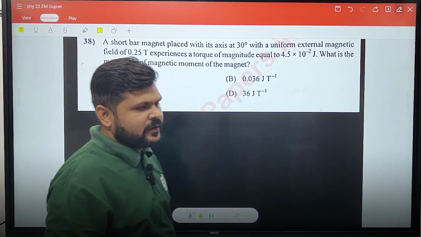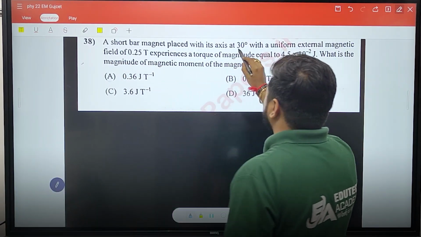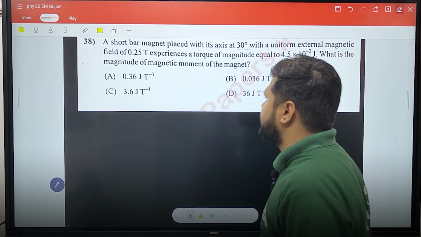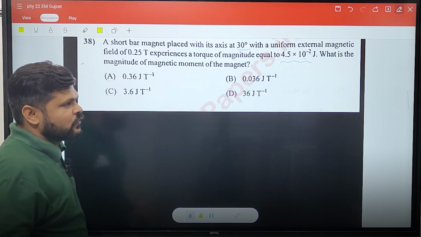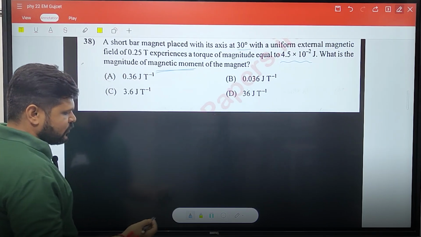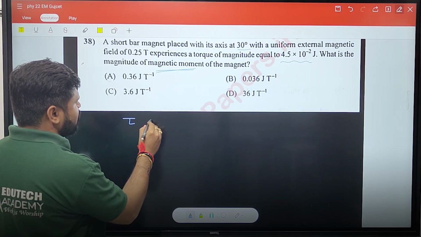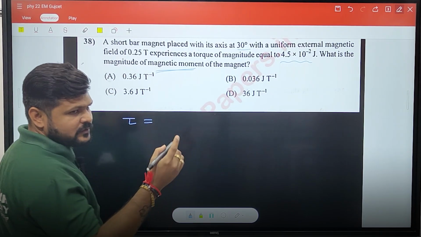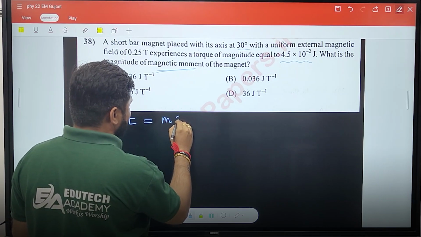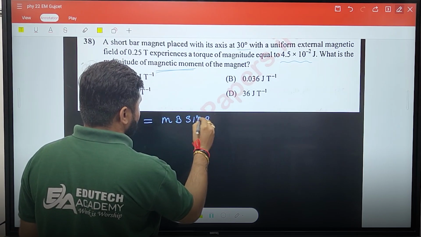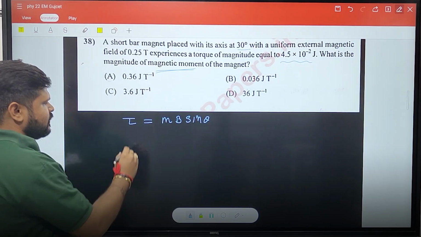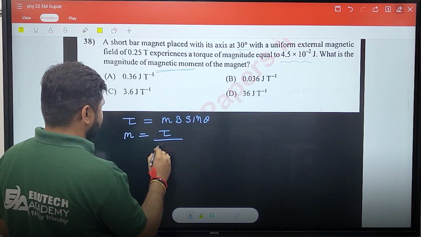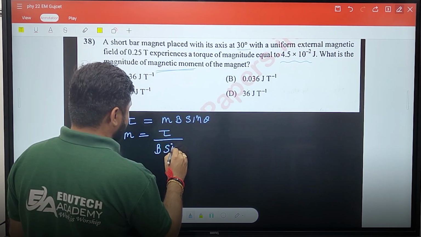There is a short bar magnet which is placed in an external magnetic field at 30 degrees. On it some torque is acting, that is 4.5 into 10 raised to minus 2, and we are asked to find out the magnetic moment. So how will you find magnetic moment? For that we will use the formula of the torque acting on a magnet when it is placed in a uniform magnetic field, that is τ = mB sin θ. Make the subject m, so it will become τ upon B sin θ.